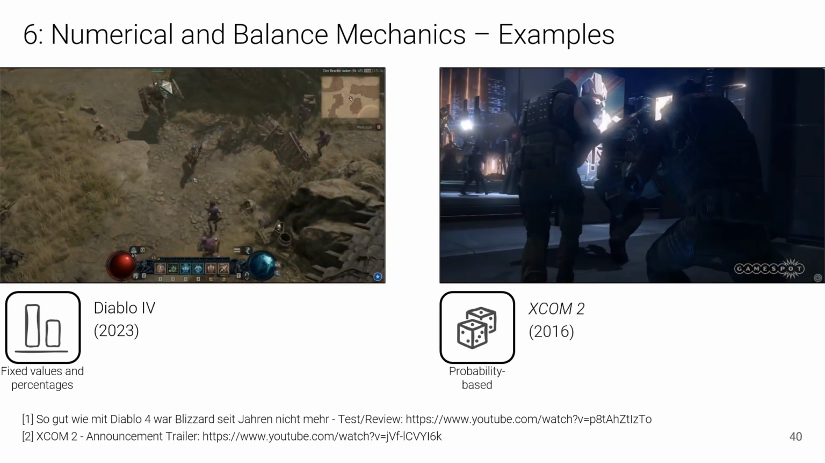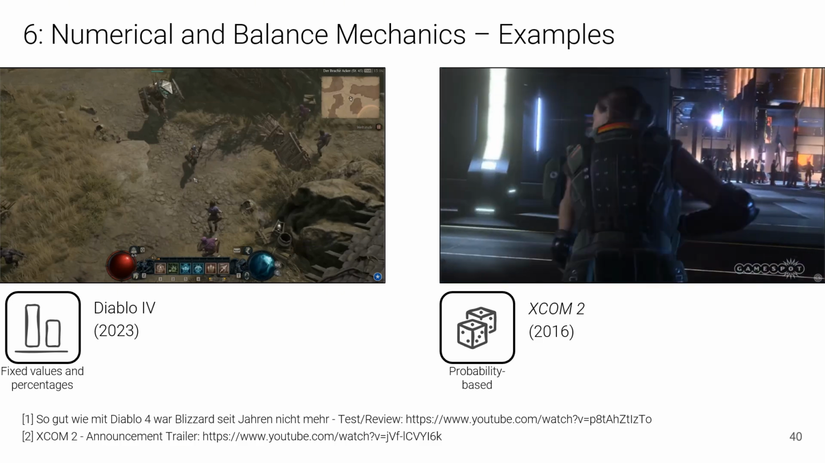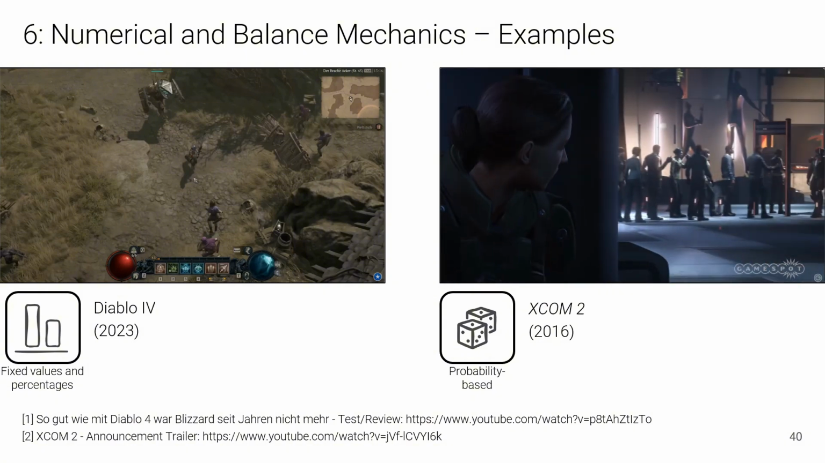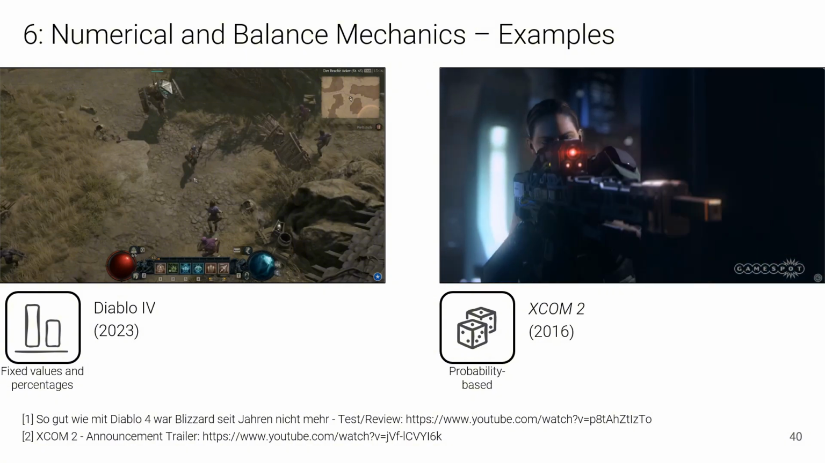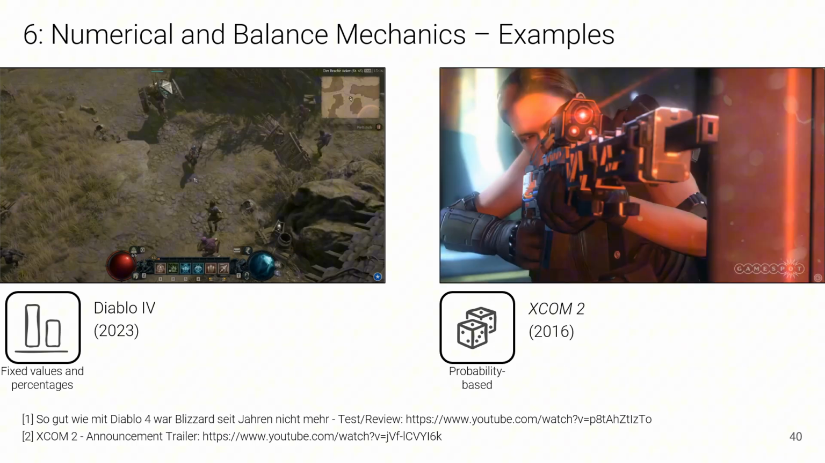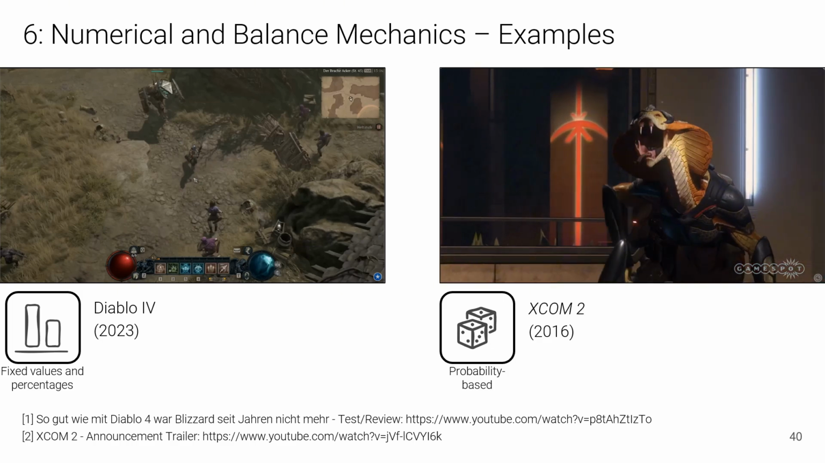In the game XCOM 2, each attack has a percentage hit probability. Critical hits have a separate chance of increased damage. Cover, height advantage, and line of sight influence the probability, but never with absolute certainty. Even with a 95% chance, a shot can miss, which requires strategic planning under uncertainty.